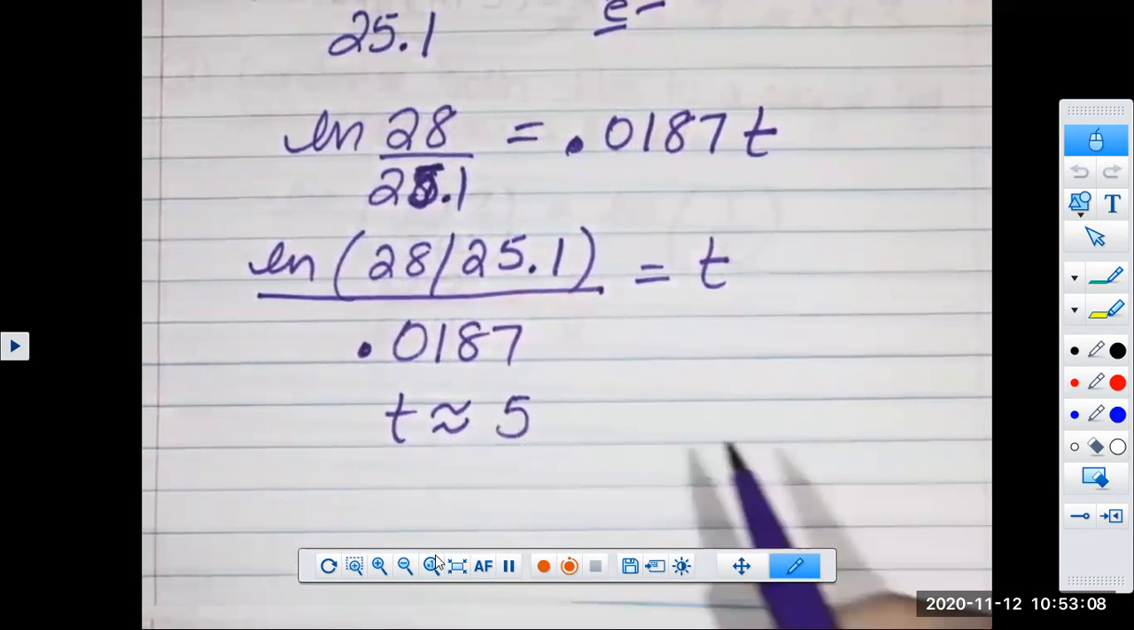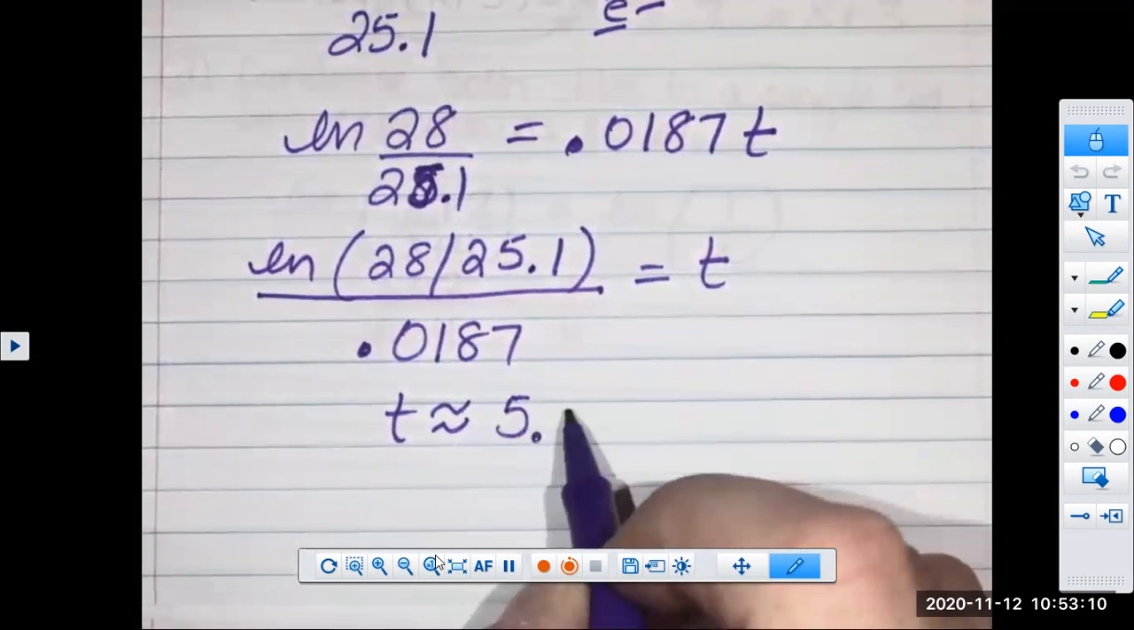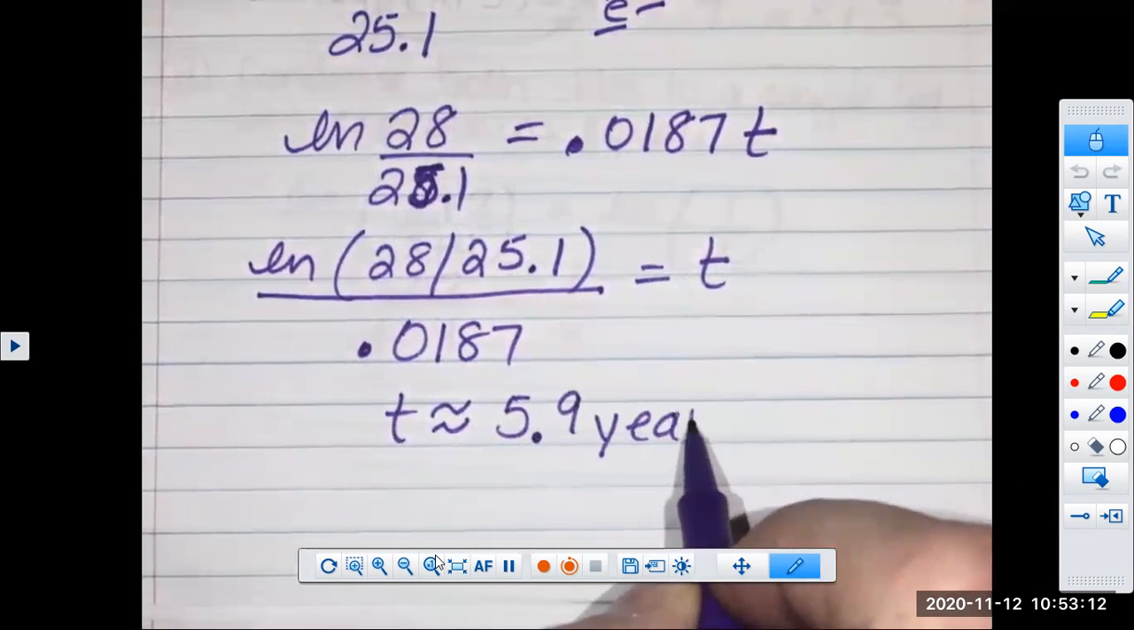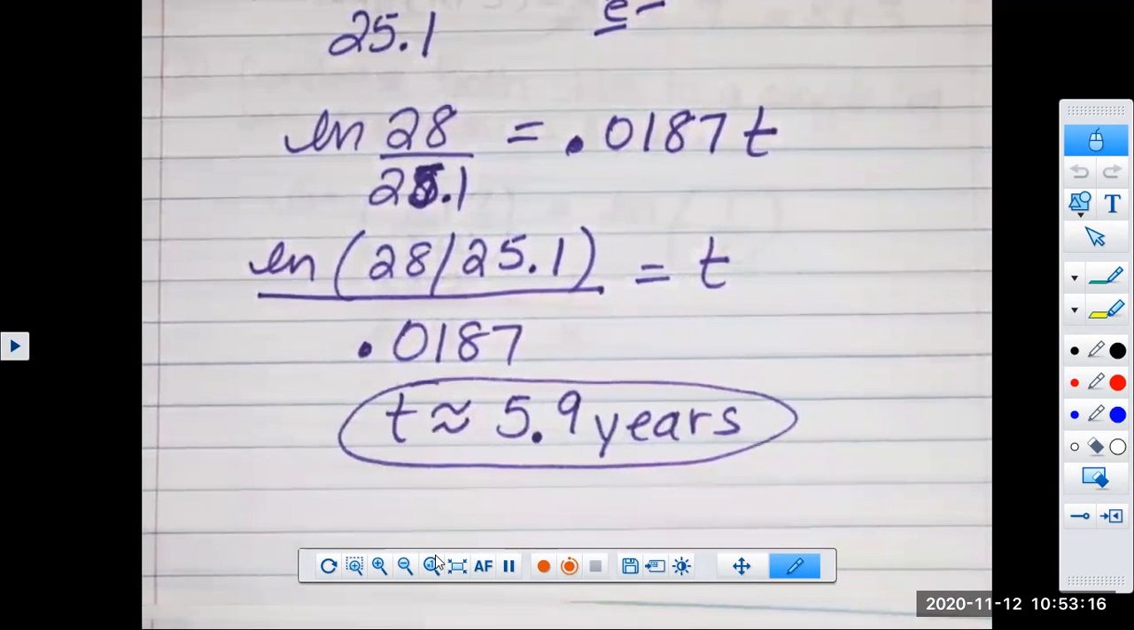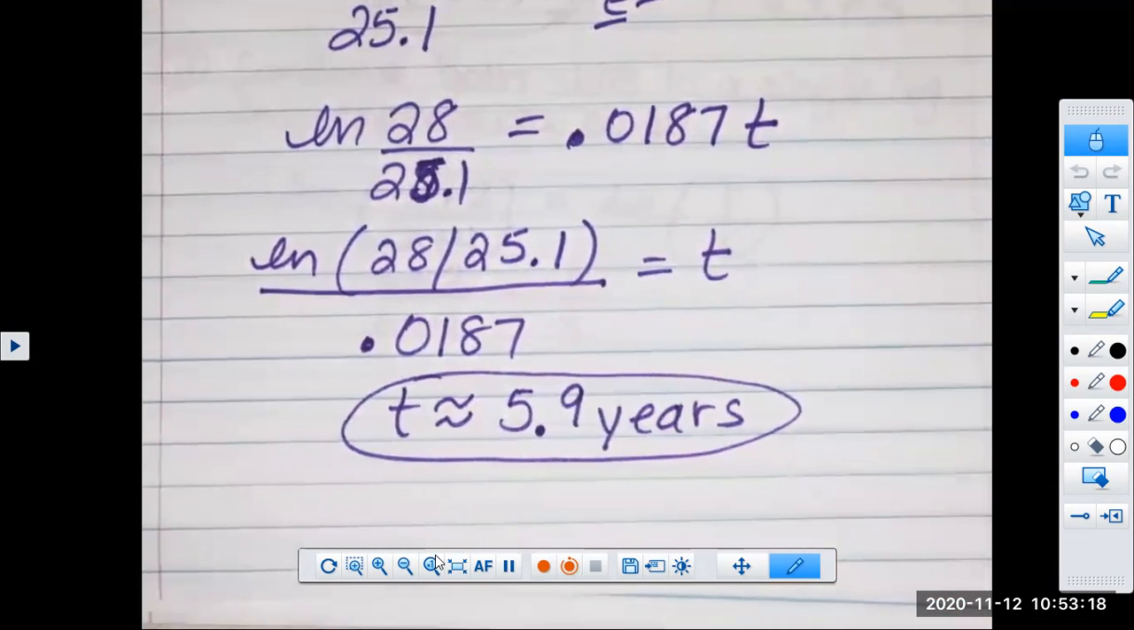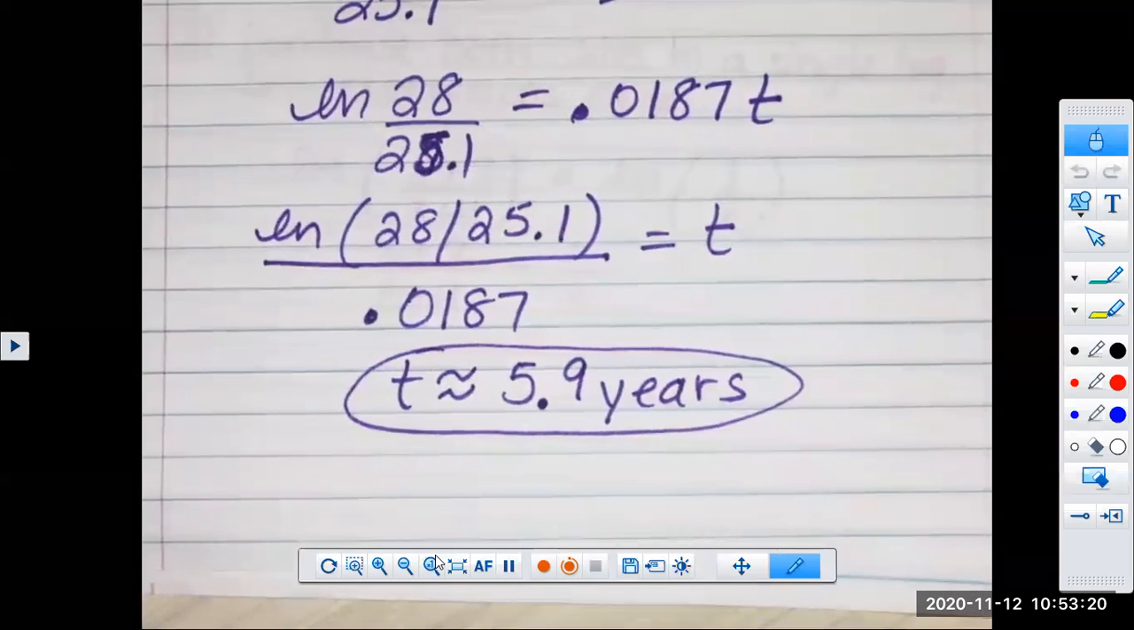Okay, if they ask you to round to the nearest tenth of a year, that would be 5.9 years. And of course, if they ask you to round to the nearest year, it's 6.